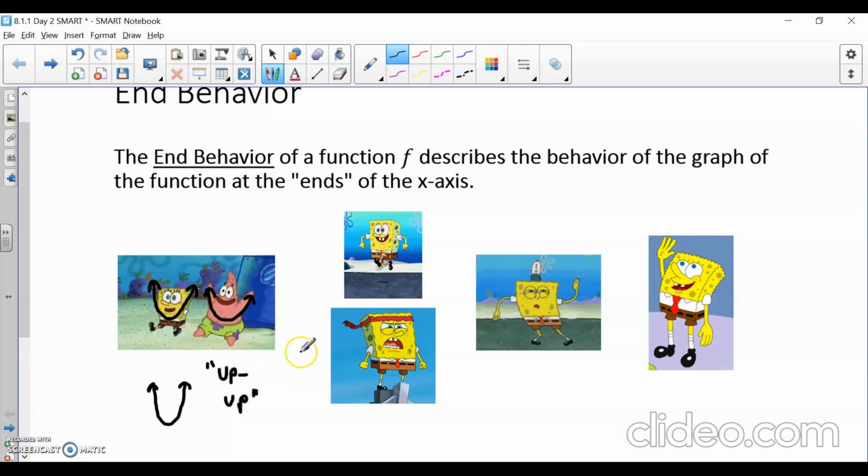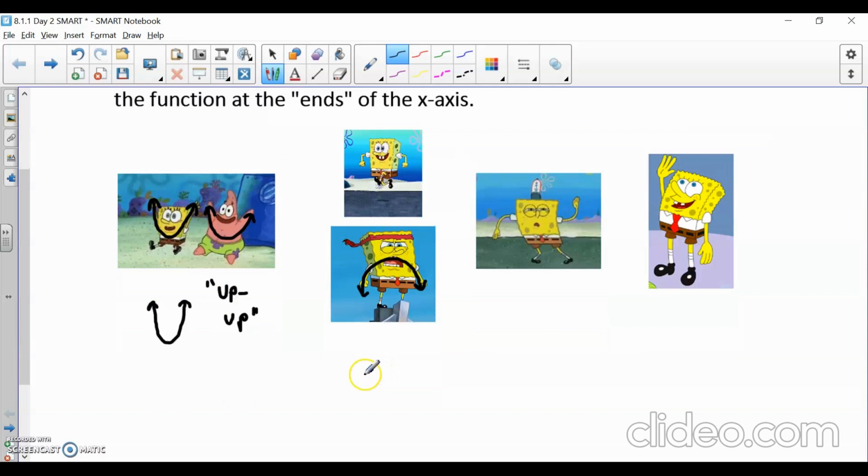All right. And then here, you can probably guess, now SpongeBob's arms are both pointing downwards. Okay, so maybe an upside down parabola would be an example of this, and you can call this down, down. All right, here we have another one. We have one arm on the left going downwards, and then we have the other one on the right going upwards. All right, so this would be called down, up.